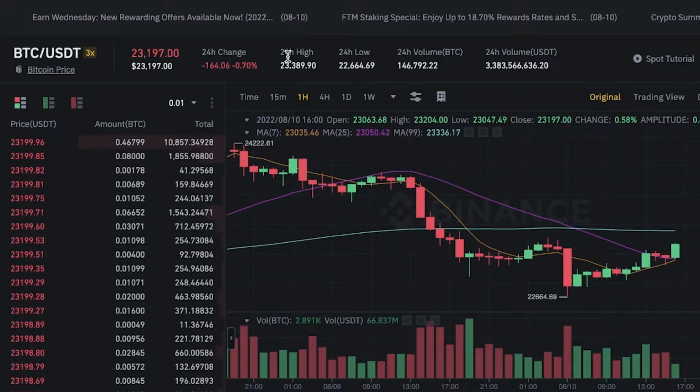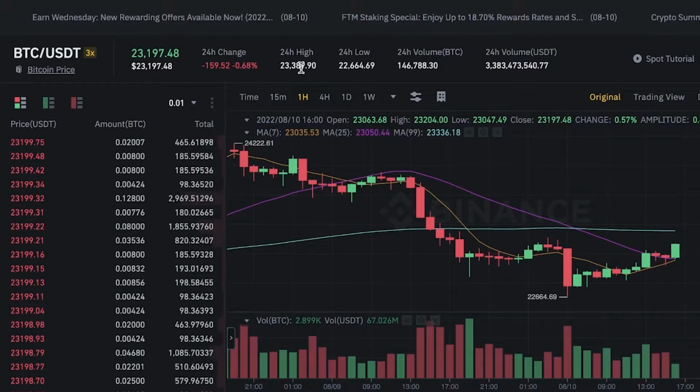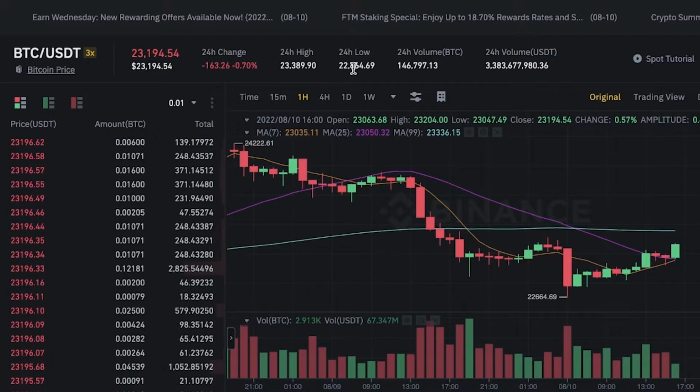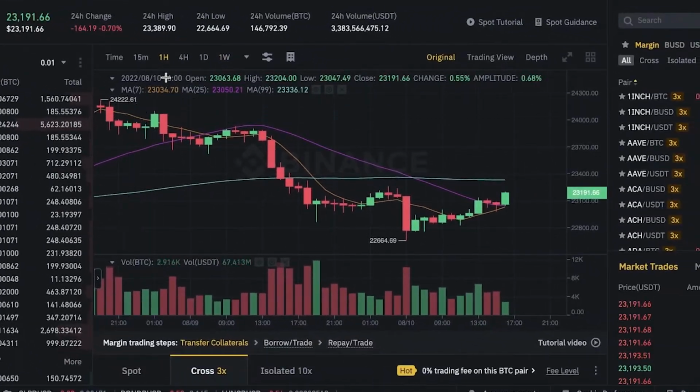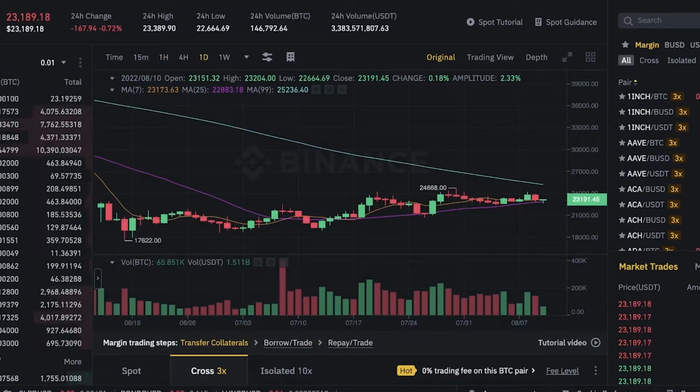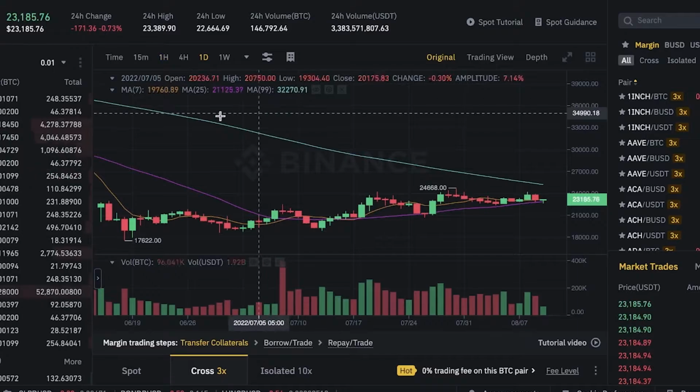The past 24-hour high was at 23,349 USDT, and the low was at 22,664. So you can see you're going to get the highs, lows, and the overall price information from the top line of your trading chart.